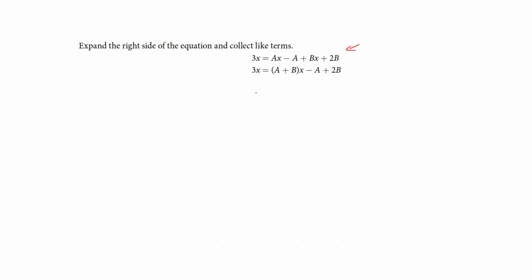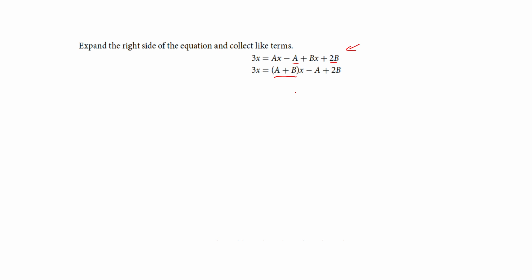Now, here's what they're going to do next. We're going to combine the x terms. Now, I know it's weird. You can't really put A and B together, but you get A plus B all times x. And we're also going to combine just the regular numbers. It'd be negative A plus 2B.